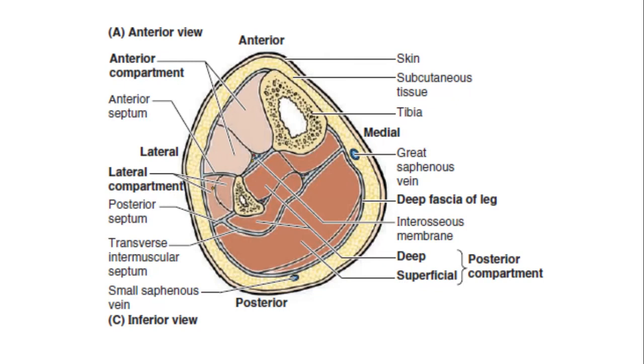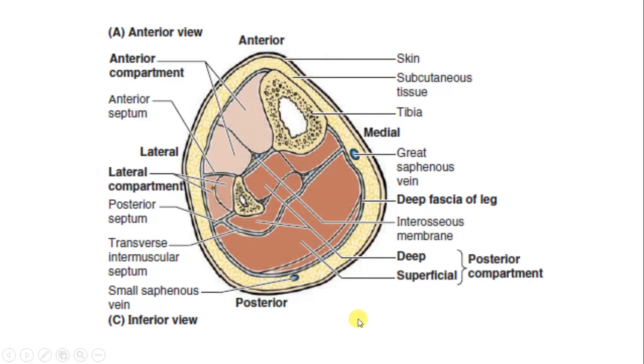and the compartments have been shown. This is the tibia, this is the fibula, and in between the tibia and fibula here, anteriorly is the anterior compartment, this is the lateral compartment, and this is the posterior compartment. You can see the muscles of the anterior compartment and the neurovascular structures of the anterior compartment. And then you can see the posterior compartment, superficial muscles, deep muscles, and this can be understood through this cross section, and the placement of the superficial veins. The small saphenous vein is on the posterior side, while the great saphenous vein is on the medial side.